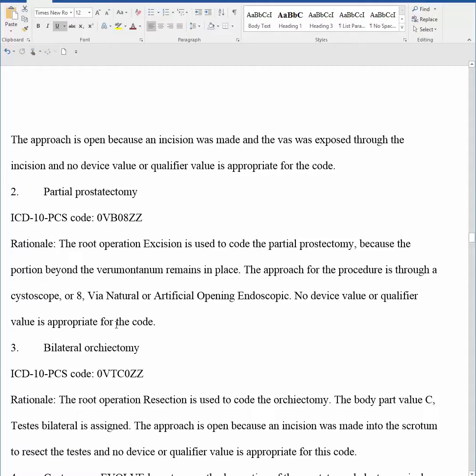It states in the clinical information, the patient was identified and procedure confirmed. The resecting cystoscope was introduced. The prostate was resected to create a wide open urine passage. Final code is 0VB08ZZ.